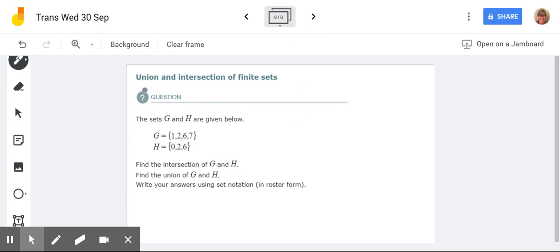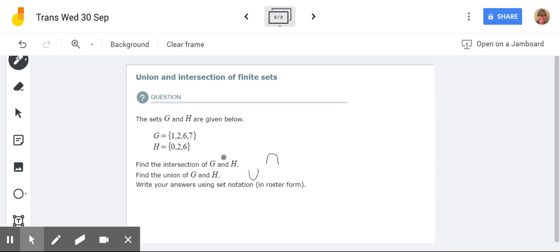Last one: union and intersection of finite sets. The danger zone in here is in Alex. For the intersection, they're going to want you to write your sets with an upside down U. And for the union, you need to write a U because U for union. That's how I remember it. U for union and then not U for the other one.